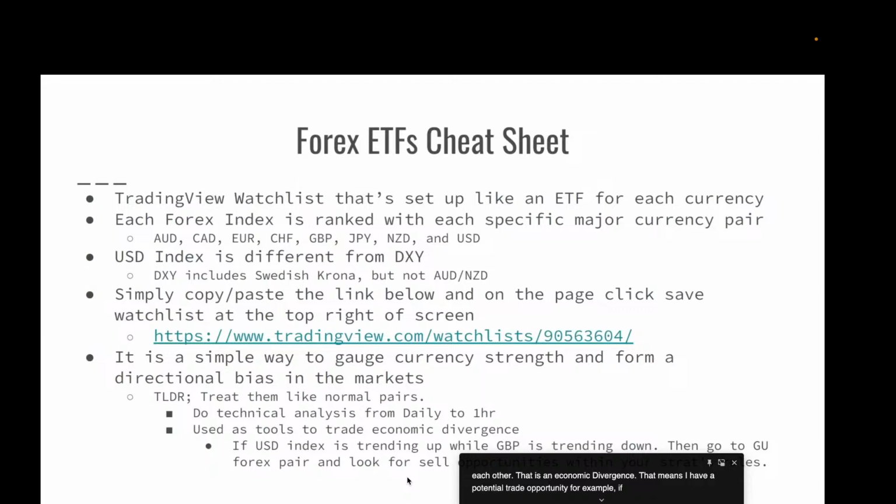For example, if the USD index is trending up while the GBP index is trending down, then that means I will go to the GU Forex pair and I'm going to look for sell opportunities within my strat's rules. Because if the GBP ETF is trending down, that means the GBP is weakening, and the USD is going up, that means it's strengthening. So therefore, it is a good opportunity to look for sells.